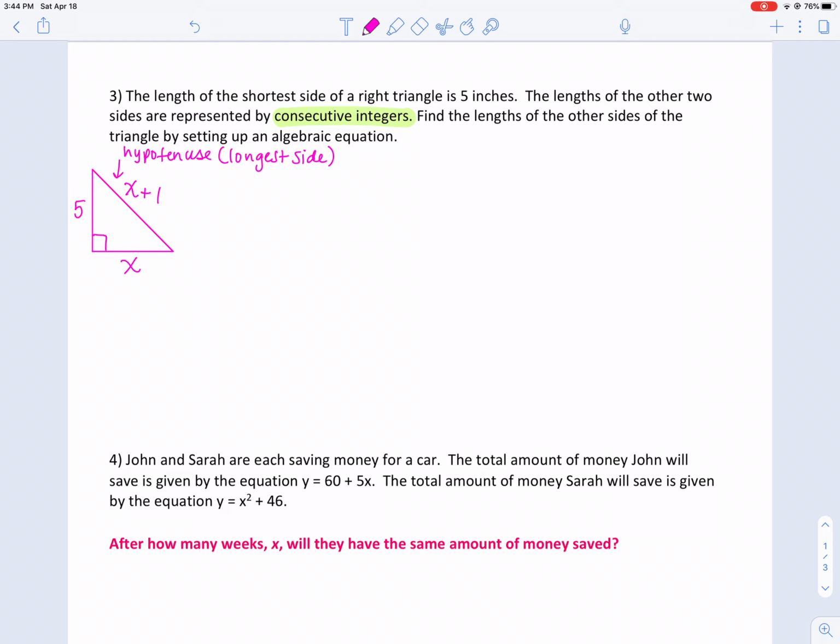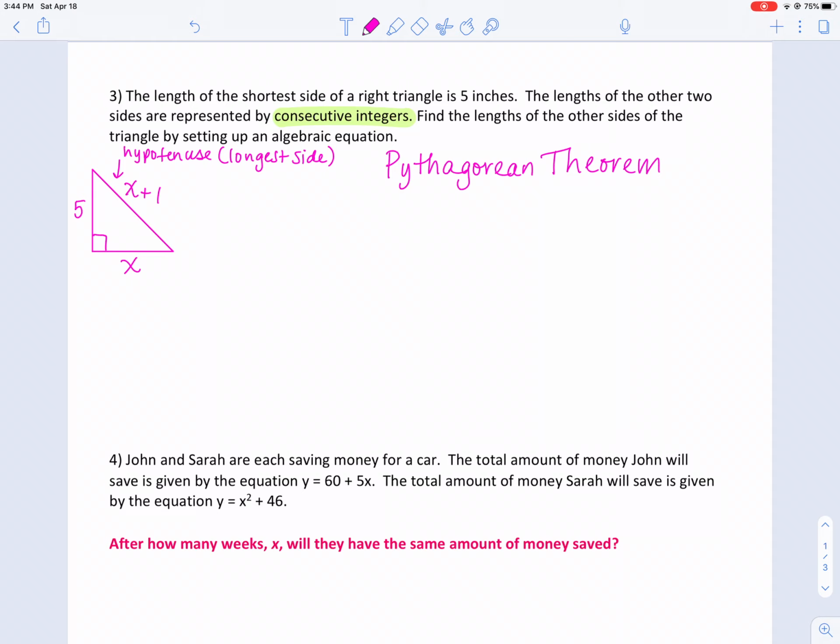So now it says find the lengths of the other sides of the triangle by setting up an algebraic equation. So let's just talk about that algebraic equation. If you had to actually solve for those sides, does anybody know what the equation is for a right triangle to find the side lengths? I wonder if you guys all know this, the Pythagorean theorem.